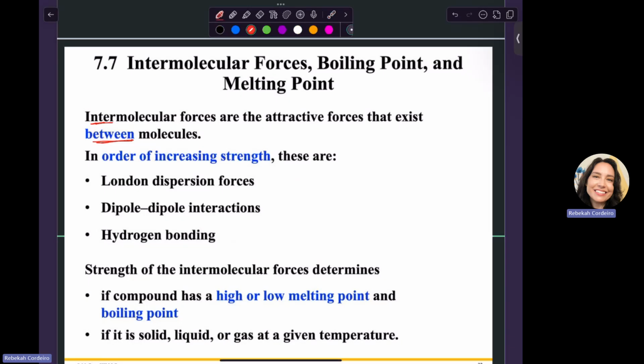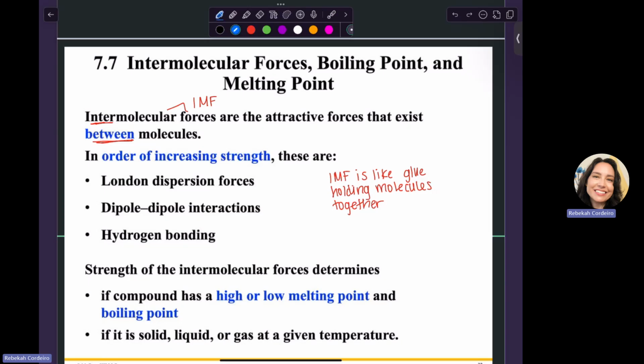What I want you to think about as far as this is the stronger the intermolecular force, sometimes we call this IMF, is like a glue holding the molecules together, or the particles together, because it can be atoms as well. I don't want to say atoms here because I don't want you to get confused with bonds.